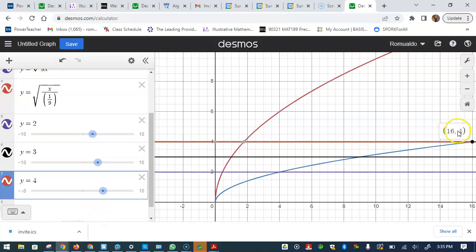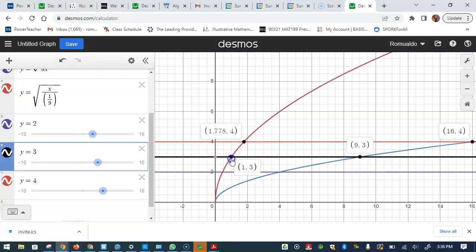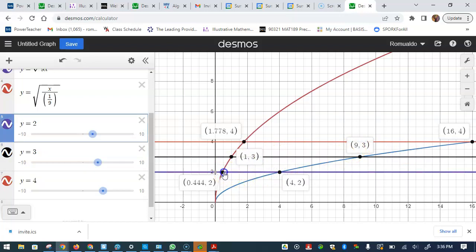Now look at this. This point is 16, 4. Square root of 16 we do know is 4. And 1/9 of 16 is right here. That's what it means. The y coordinate stays the same. This point was 9, 3, but now it is 1, 3 because 1/9 of 9 is 1. This point was 4, 2, and now, so every point on the blue graph, the parent graph of the square root function, gets compressed by that scale factor 1/9.